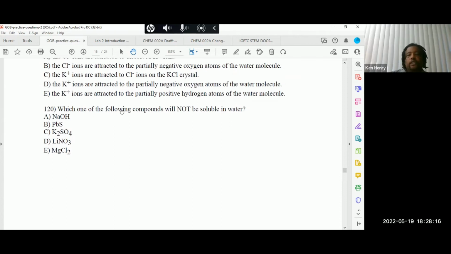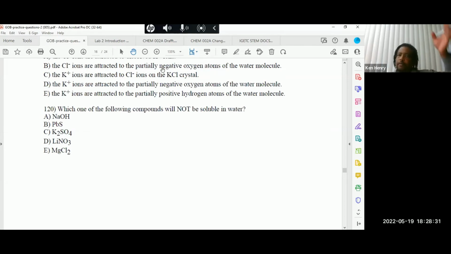It says, which of the following compounds will not be soluble in water? So in other words, which one won't break down in water? Which one won't dissolve? So remember, we kind of talked about this.